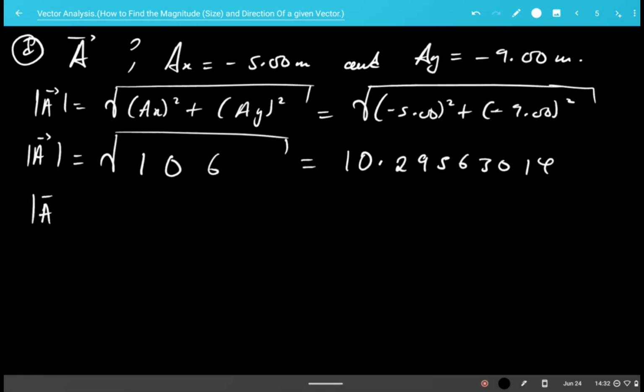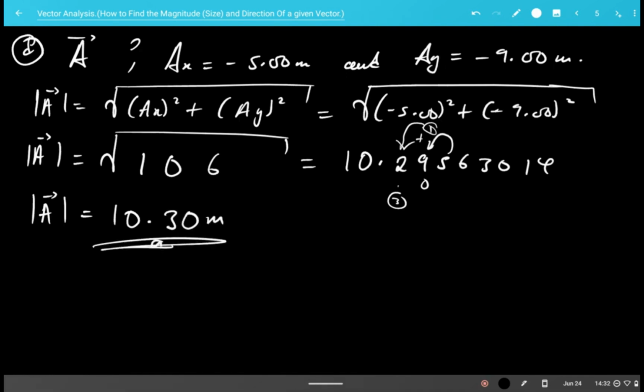So the absolute value, which is the magnitude of A, is equal to, if I round this off to 2 decimal places, this guy here, you have 10 point, since the third number is equal to 5, you get a 1, add it to the second number, that makes it a 10, take that one, the first number makes it 3. So I have 10.30 meters.